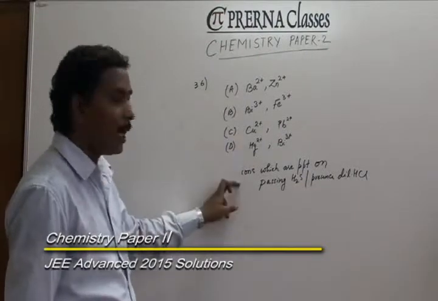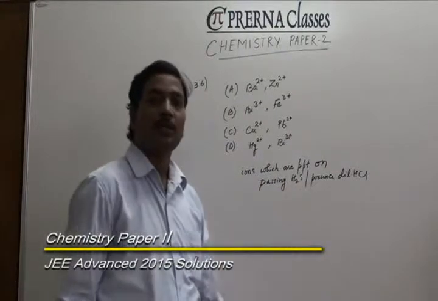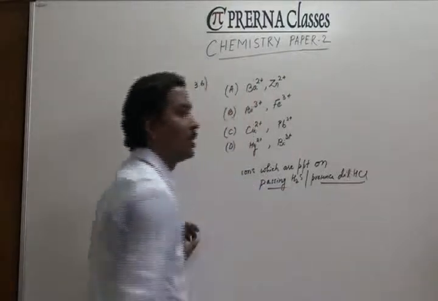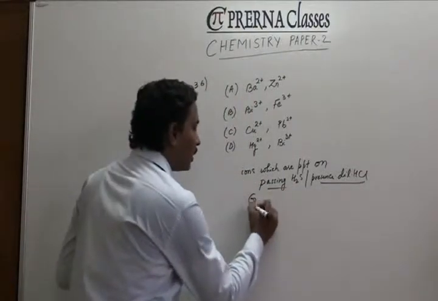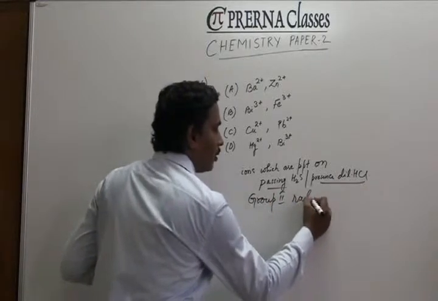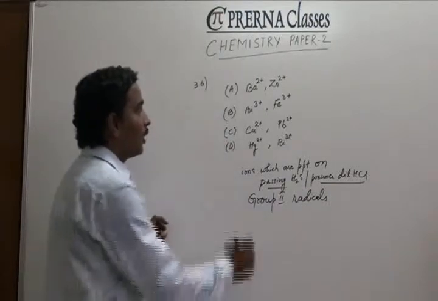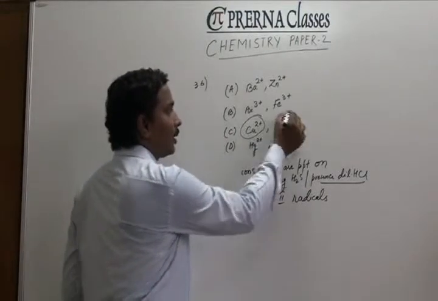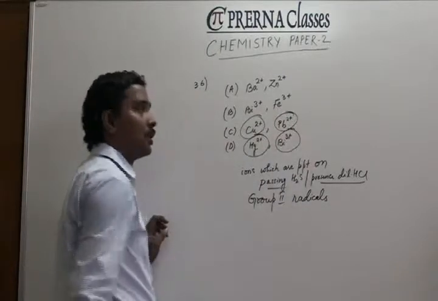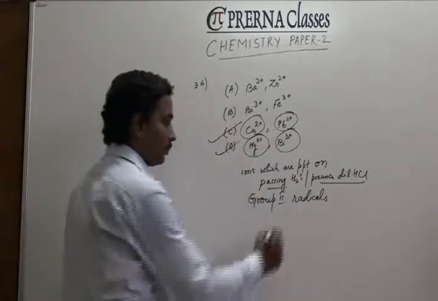Which of the following ions are precipitated on passing H2S in presence of dilute HCl? On passing H2S in presence of dilute HCl, only group 2 radicals will precipitate, and out of these, group 2 radicals are Cu2+, Pb2+, Hg2+ and Bi3+. So my answer is C and D.